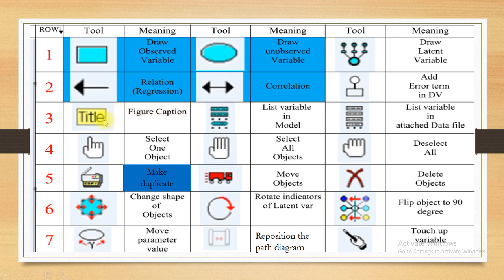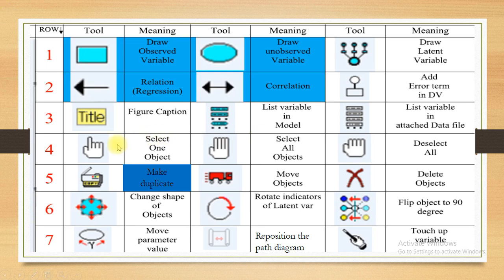Then we have the title, to give a title to the model or a caption. Then this is the list variables in model. So this one helps you to know the variables that are in the model that you are modeling. Then this is list variables in data file. This one, the data that you input into the AMOS software, will let you know the variables that are found in that data.